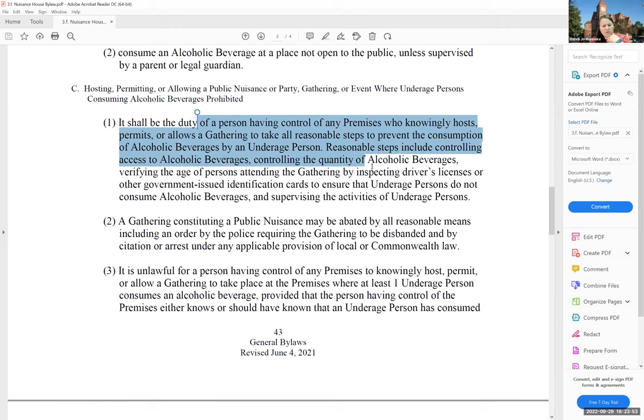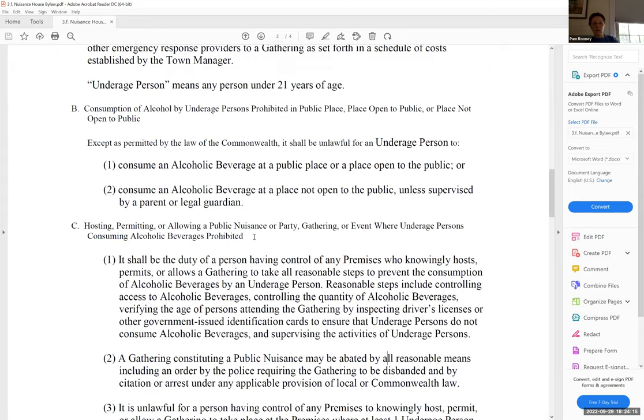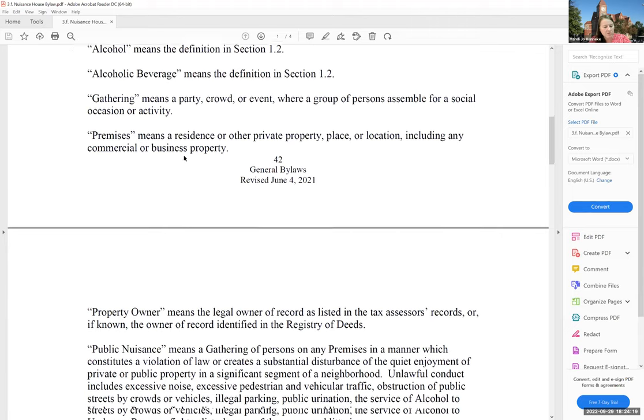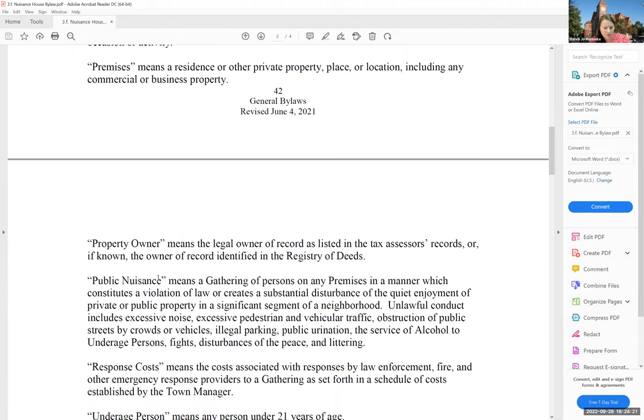Yeah, so the alcohol one is number one, just underage drinking. Number two is just public nuisance, but I don't think we ever define public nuisance, despite it being capitalized. Gathering is never defined, despite it being capitalized. Well, gathering was described up above. Oh, it is described. I missed that one up there. And public nuisance is. Okay, so I missed them.